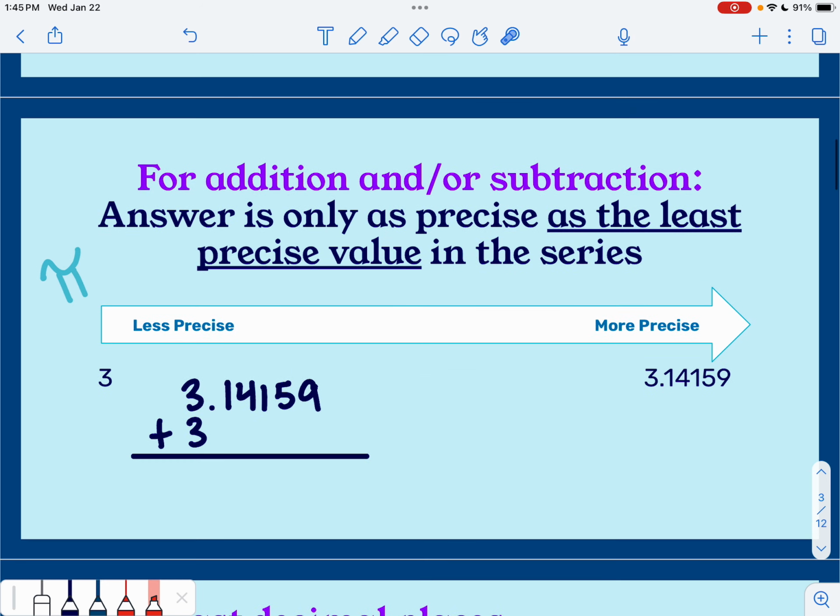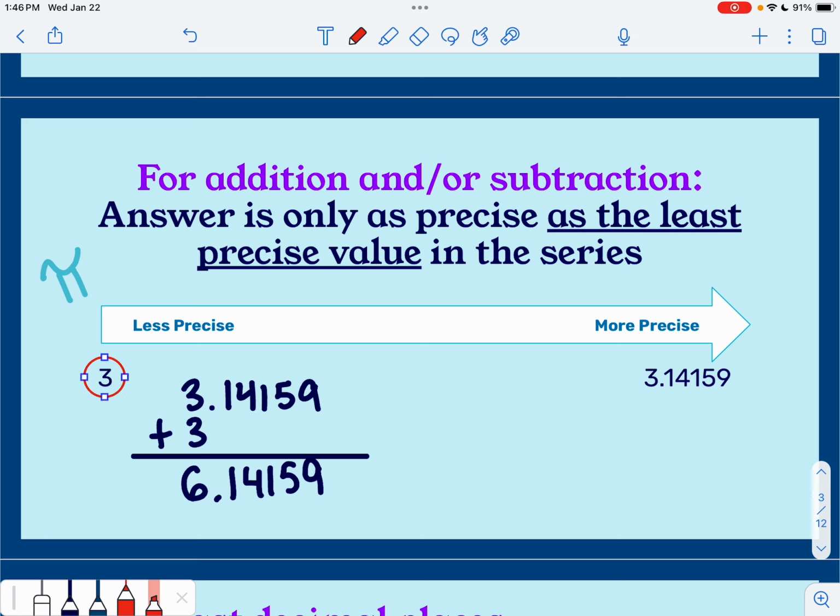So let's do an example to show this. Let's say we take our more precise value of 3.14159 and add it to 3, our less precise value in this number. If we do the math, we'll get 6.14159. Okay, but we just said that the definition for addition and subtraction with sig figs is your answer can only be as precise as the least precise value in the series, which we know is 3 because of the graph that we already talked about, right?